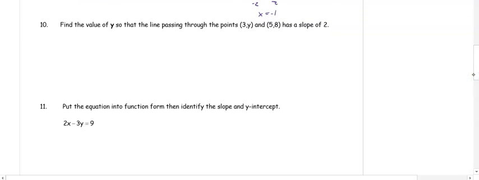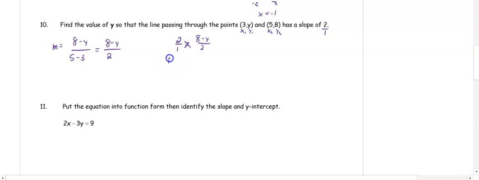In number 10, we want to find y, so the line passing through the points (3, y) and (5, 8) has a slope of 2. So again, we're going to do our slope. We have x1, y1, x2, y2. So that's going to get us 8 minus y over 5 minus 3, which simplifies to 8 minus y over 2. If it has a slope of 2, we can write that as 2 over 1. So 2 over 1 equals 8 minus y over 2.